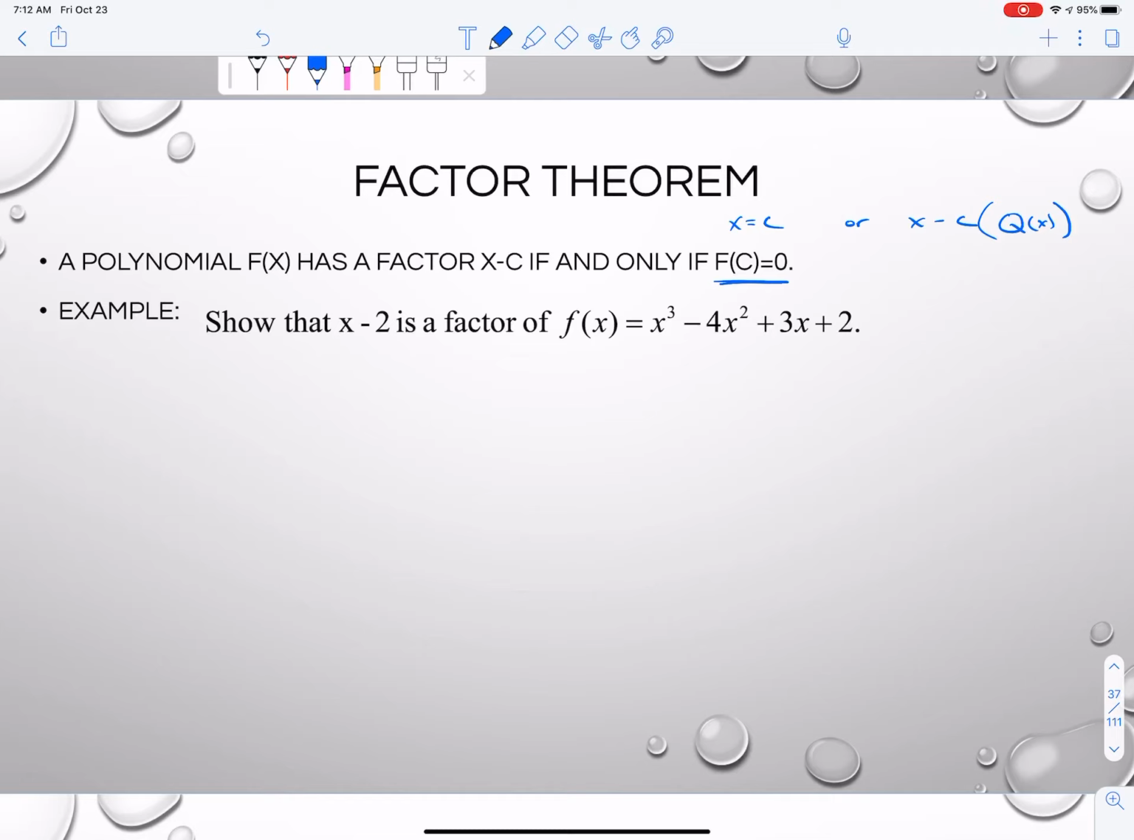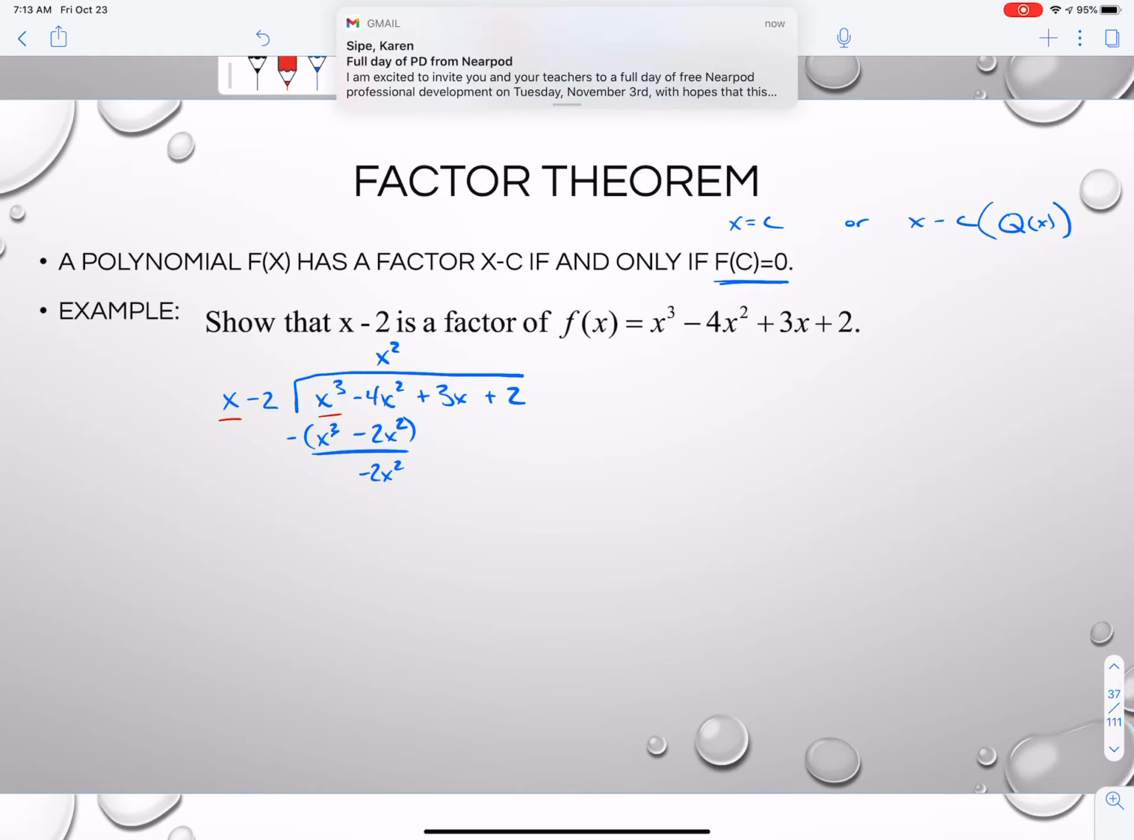Okay, so I want to show that x minus 2 is a factor of the function x cubed minus 4x squared plus 3x plus 2. So I'm going to divide x cubed minus 4x squared plus 3x plus 2 by x minus 2. Again, I'm going to start with lead terms. x cubed divided by x gives me x squared. x squared times x gives me x cubed. x squared times negative 2 gives me negative 2x squared. Again, I'm subtracting this entire line. x cubed minus x cubed is 0. Negative 4x squared plus 2x squared is negative 2x squared.